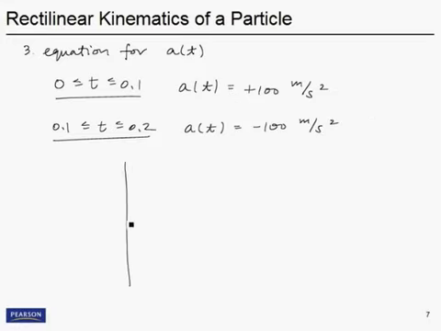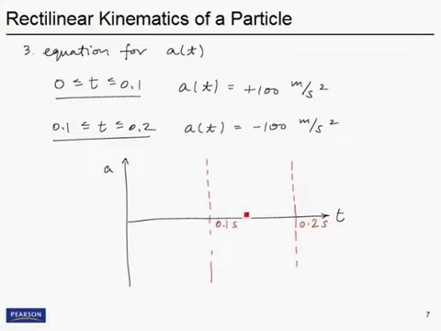There's t and there's a. Let me put up some dashed lines here. So this is 0.2 seconds. This is 0.1 seconds. And we can go ahead and say that this one is plus 100 meters per second squared. Over here we've got minus 100 meters per second squared, and it's sort of skew symmetric, just the way we thought it was going to be back in step 0.